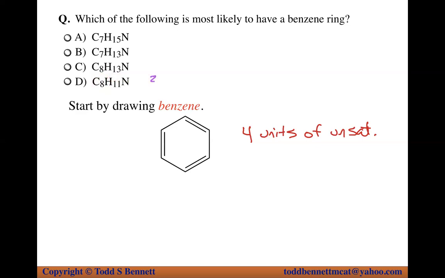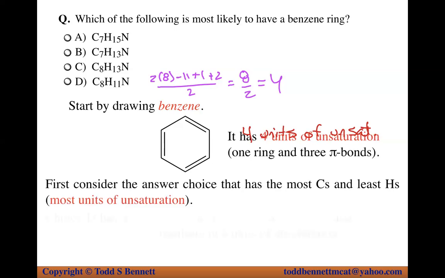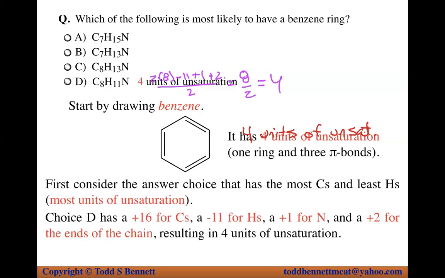So for this, 2 times 8 minus 11 plus 1 for nitrogen because it makes 3 bonds, 1 more than we need, plus 2 for the end of the chain divided by 2. So 16 minus 11 is 5, plus 1 is 6, plus 2 is 8. So that equals 8 over 2, which equals 4. Okay, so 4 units of unsaturation. So for choice D, it has 4 units of unsaturation.